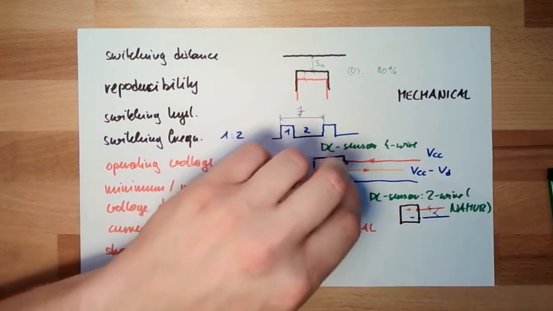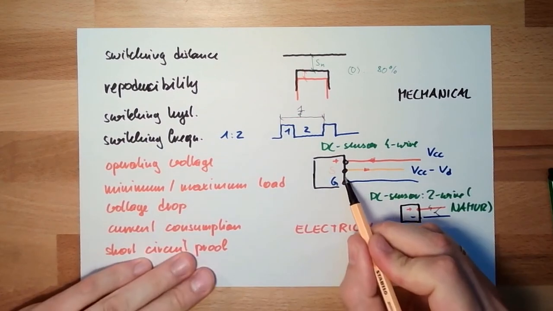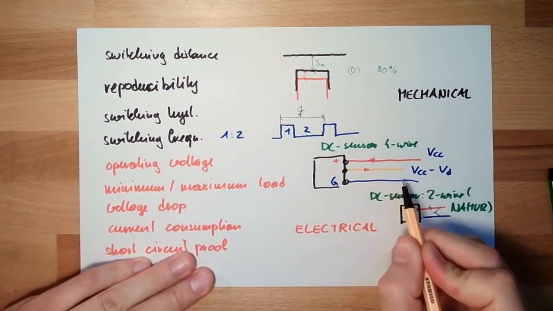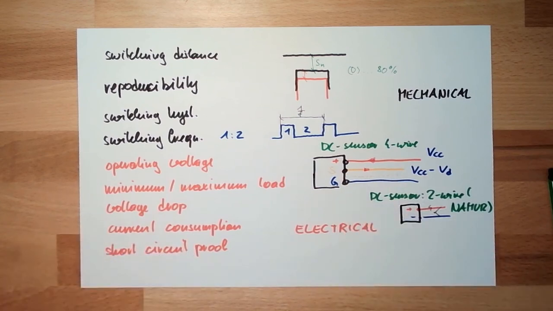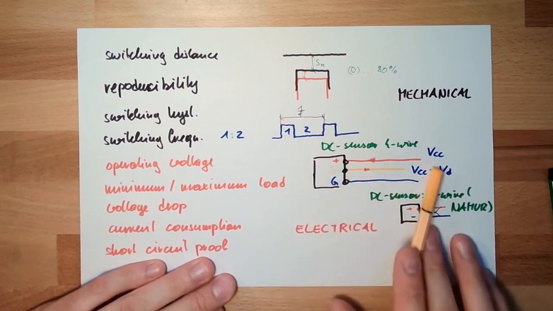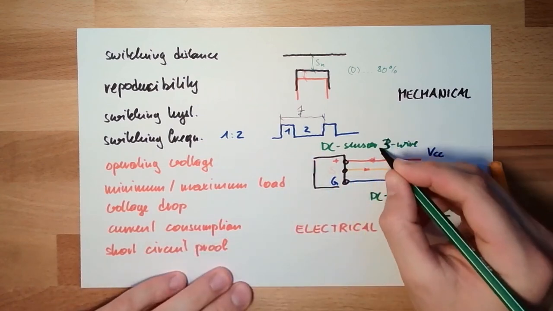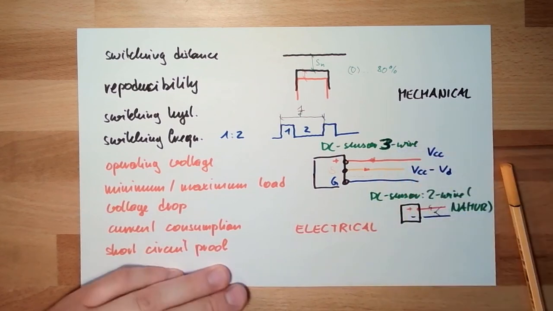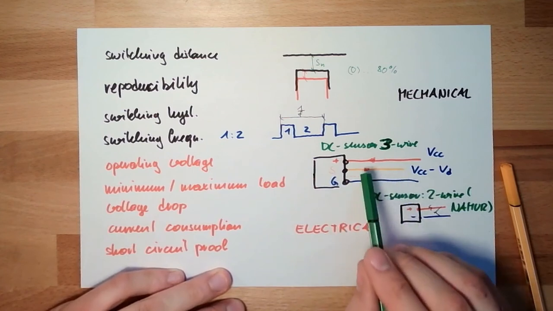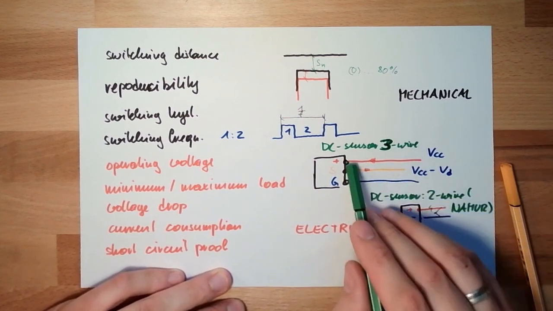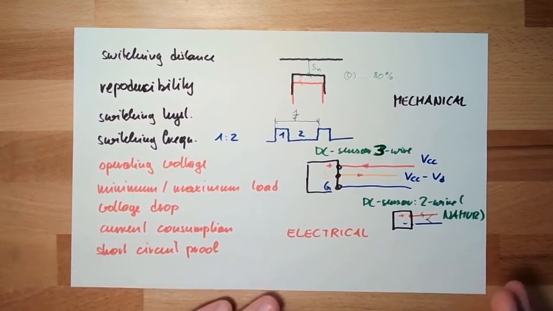Sometimes we even have a fourth signal. Usually one is a normally open and one is a normally closed contact. I've written three wire here, of course. Sorry for that. In four wire, this would be normally open, normally closed. In three wire, it's either that or this. We have to look in the data sheet.